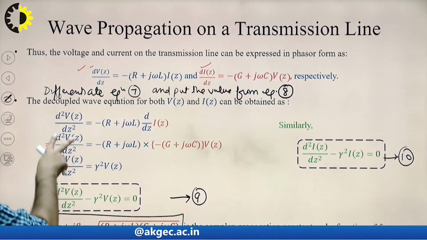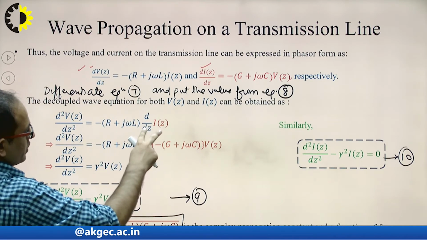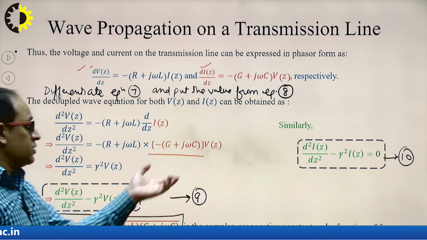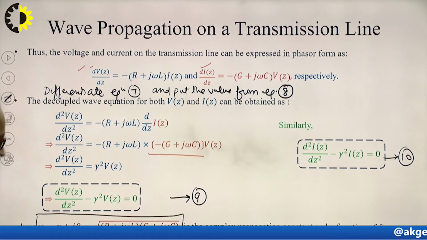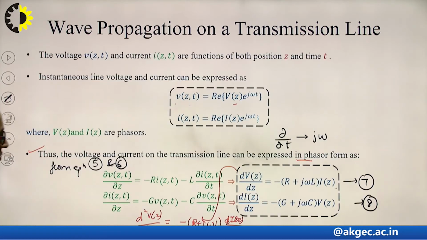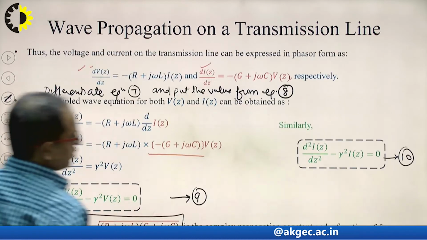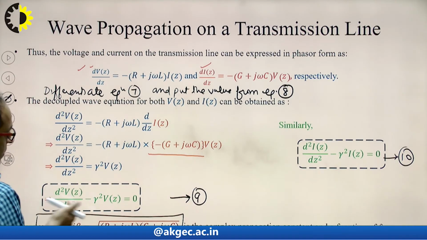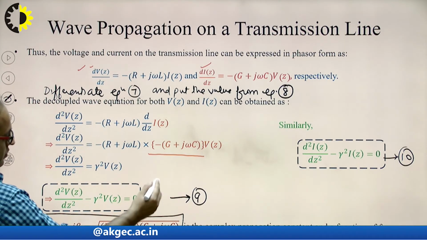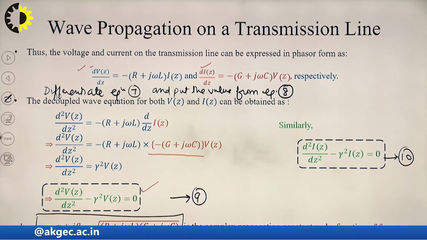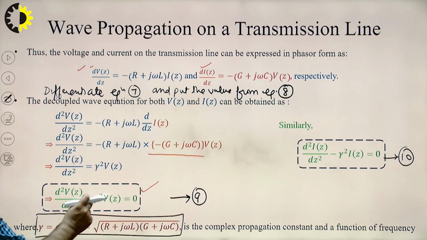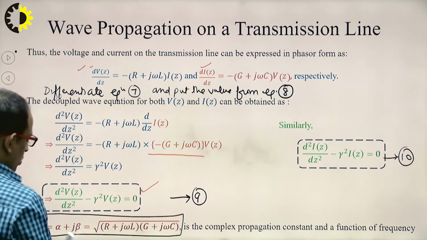Now putting the value of dI/dz, that will be equal to minus of (G plus j omega C) V(z). Put this value in this equation, and you will get d2V/dz2 equal to gamma square V(z). This one is the transmission line equation, the wave equation, and here gamma represents the propagation constant. And this gamma square is equal to what?